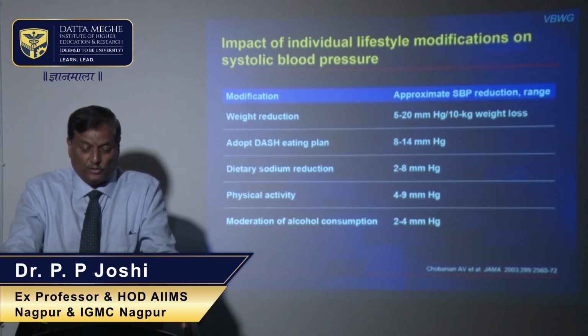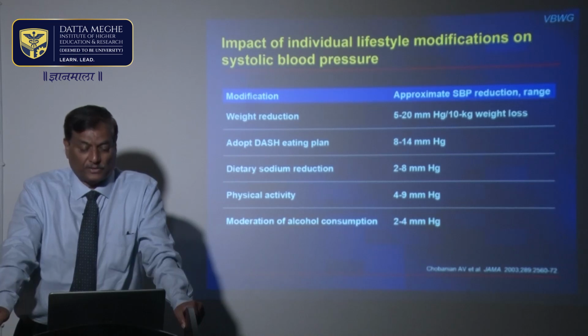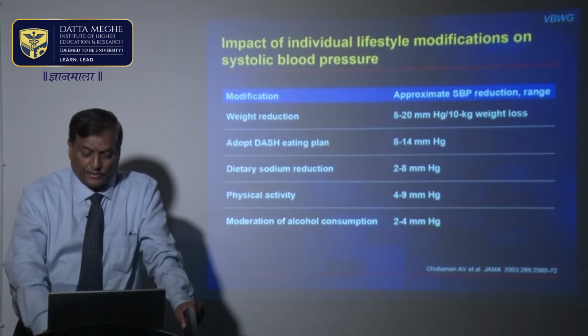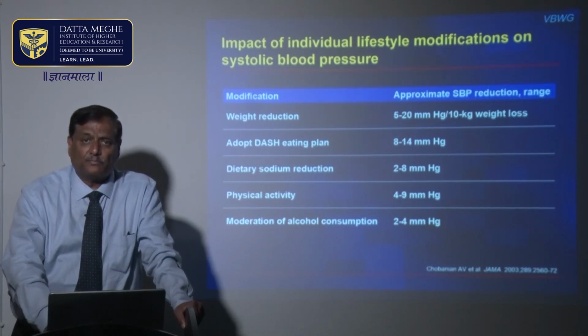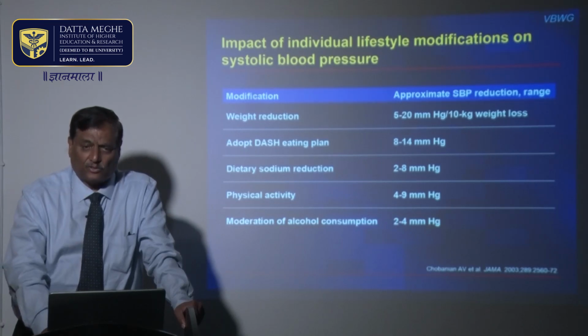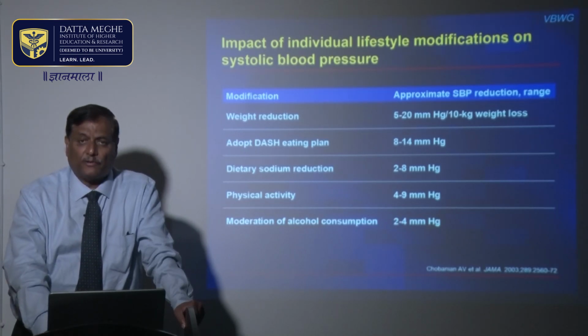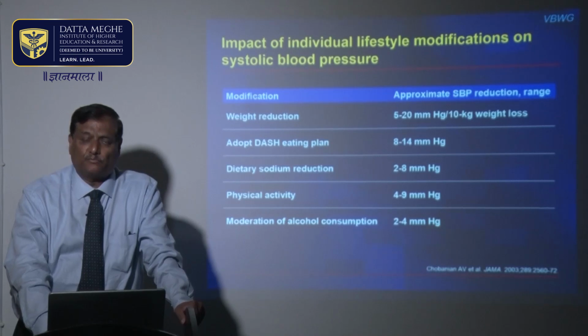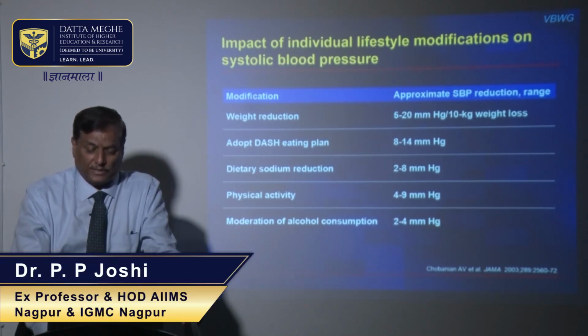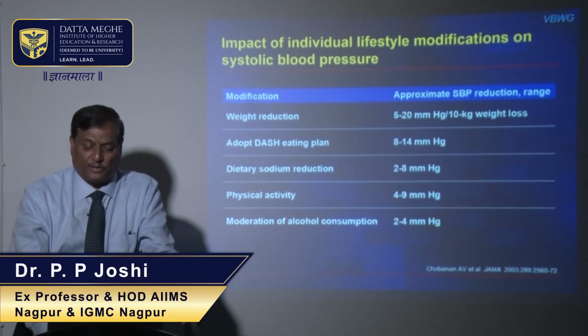Physical activity will reduce blood pressure by 4 to 9 millimeters, and moderation of alcohol intake will reduce blood pressure. Alcohol is important because alcohol causes a pressor effect and may increase blood pressure. So limiting alcohol intake will also help in reducing the blood pressure.